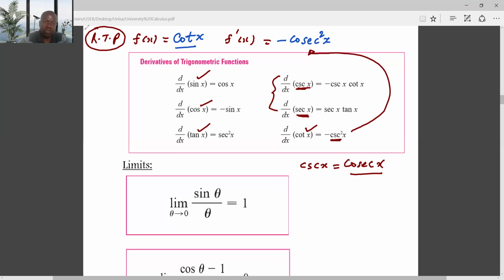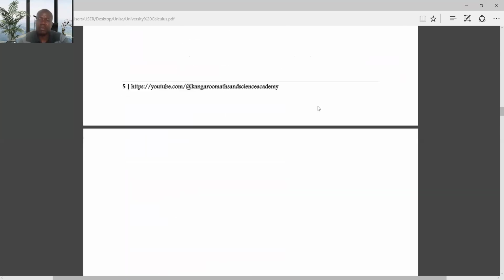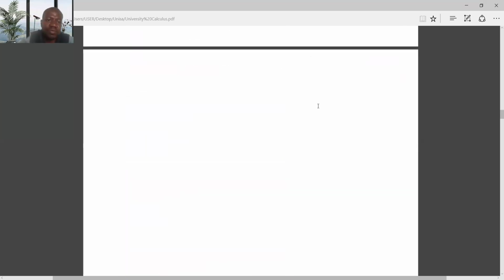So we know that the derivative of sine is cos, the derivative of cos is negative sine, the derivative of tan is sec squared x, and the derivative of cot is negative cosec squared x. Very important. Let me prove the derivative of sec x and cosec x. By the way, just to remind you, the reciprocal of sine is cosec x.